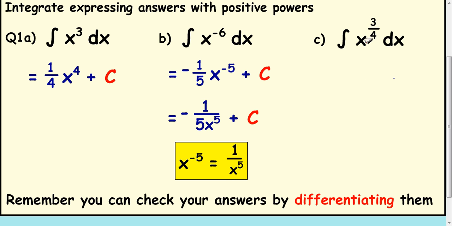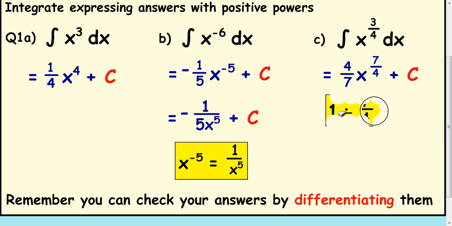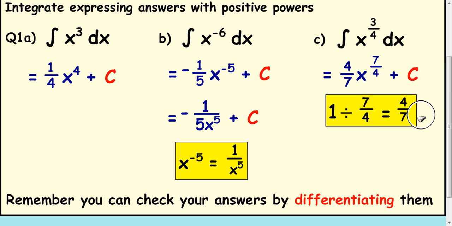And lastly, integrate x to the power 3/4 with respect to x. Add 1 to the power here. So the easiest thing is to add 4/4, because we're adding 3/4 to 1. So add on 4/4 and you get 7/4, and then you do 1 divided by 7/4, which is 4/7, flipping it just like we did in the last screen, and then plus your c. So we have to remember here that 1 divided by 7/4 is equal to 4/7.